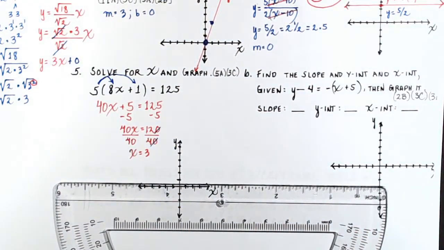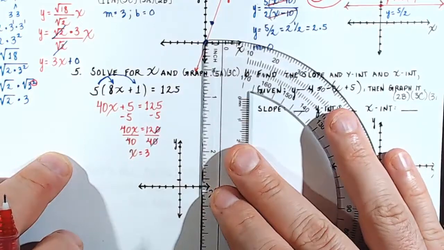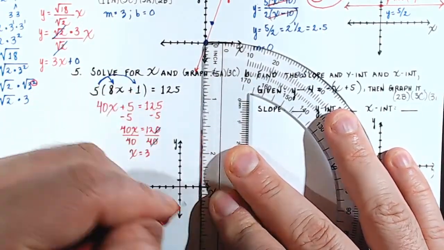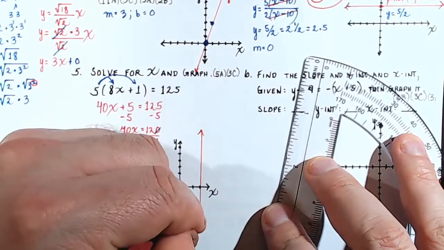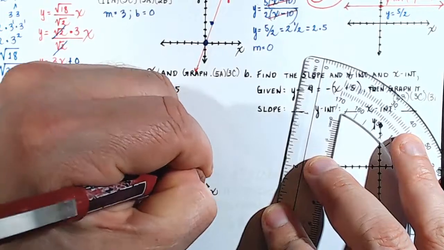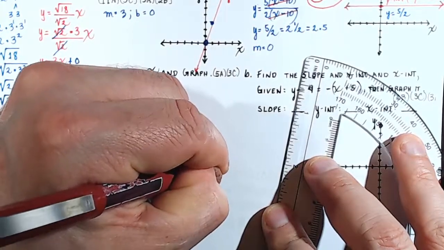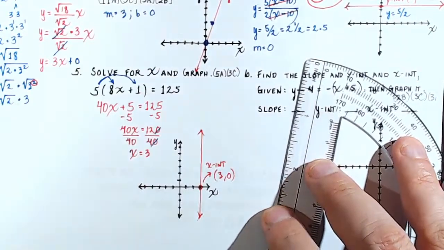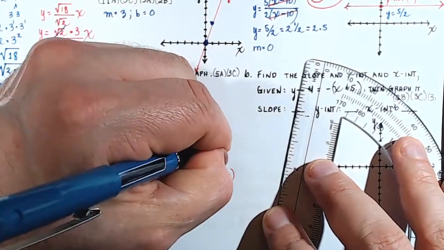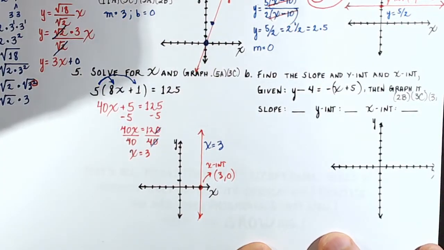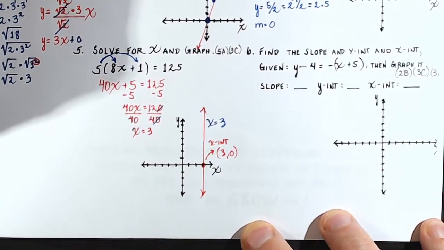Now the way I graph this is I just go to the x-axis and find where 3 is and draw in a vertical line passing through 3 on the x-axis. So this is really the x-intercept. X-int at (3, 0). The equation for the line is x equals 3. And that's number 5.